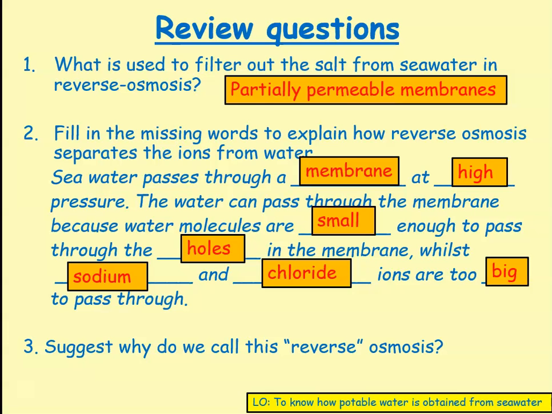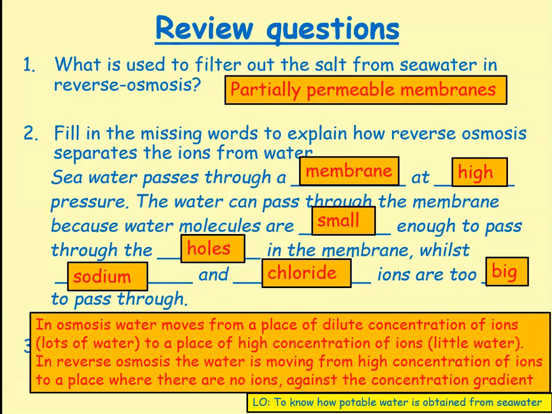Why do we call this reverse osmosis? In osmosis, normal osmosis, water moves from a place of dilute ions, which is lots of water, to a place with a high concentration of ions, where there's a smaller amount of water. In reverse osmosis, the water is moving from a high concentration of ions to where there's no ions. So this is against the concentration gradient. That's why we have to apply pressure and put energy in there to force that through so that the salt stays behind on the membrane and the water passes through.